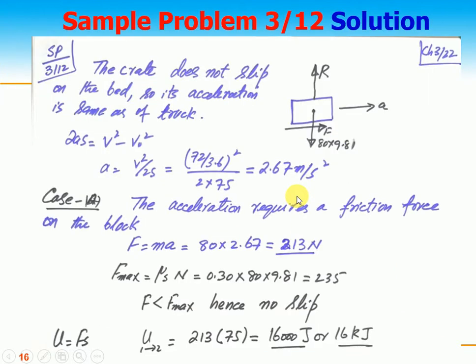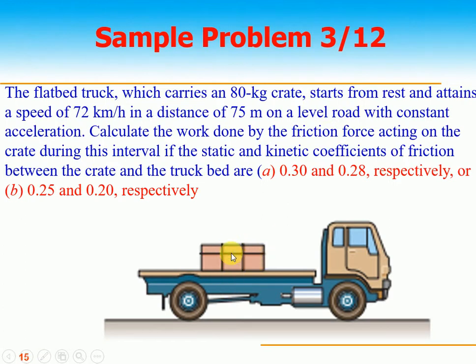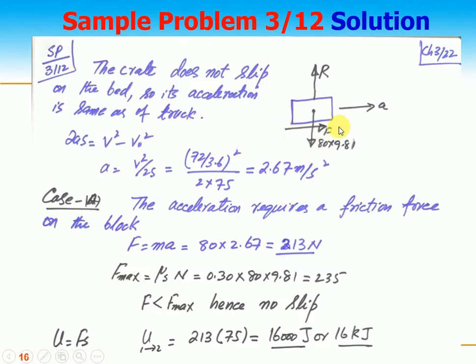So let's move one by one. A very simple free body diagram of this crate: the weight is downward, the normal force upward, and of course the friction is in this direction. The crate does not slip on the bed, so its acceleration is the same as the truck's. When the coefficient of friction is high, we know that 2as is equal to v square minus v naught square. We assume that both are moving as a unit. Since the initial velocity is 0 and the final velocity is 72 km/h, we get a equal to 2.67 meter per second square.